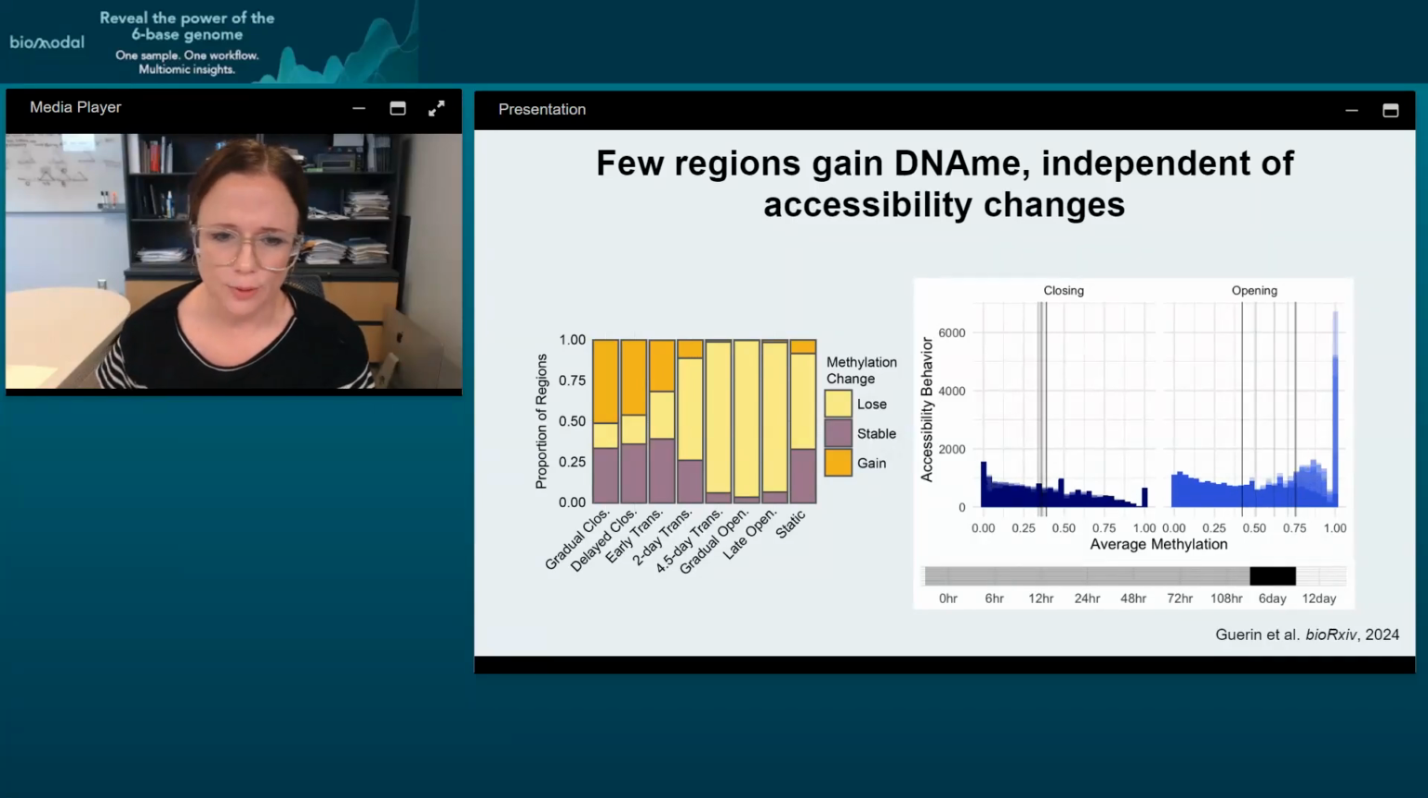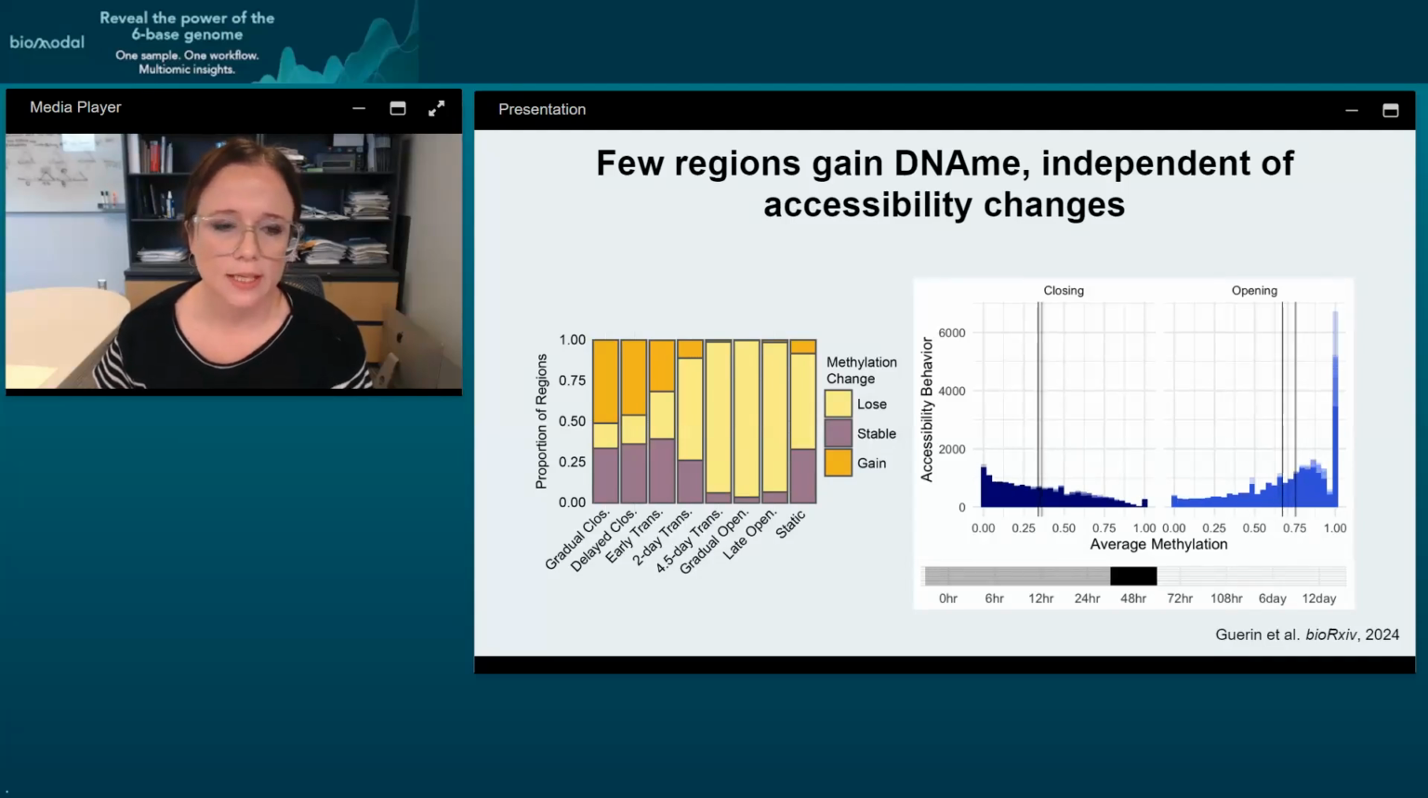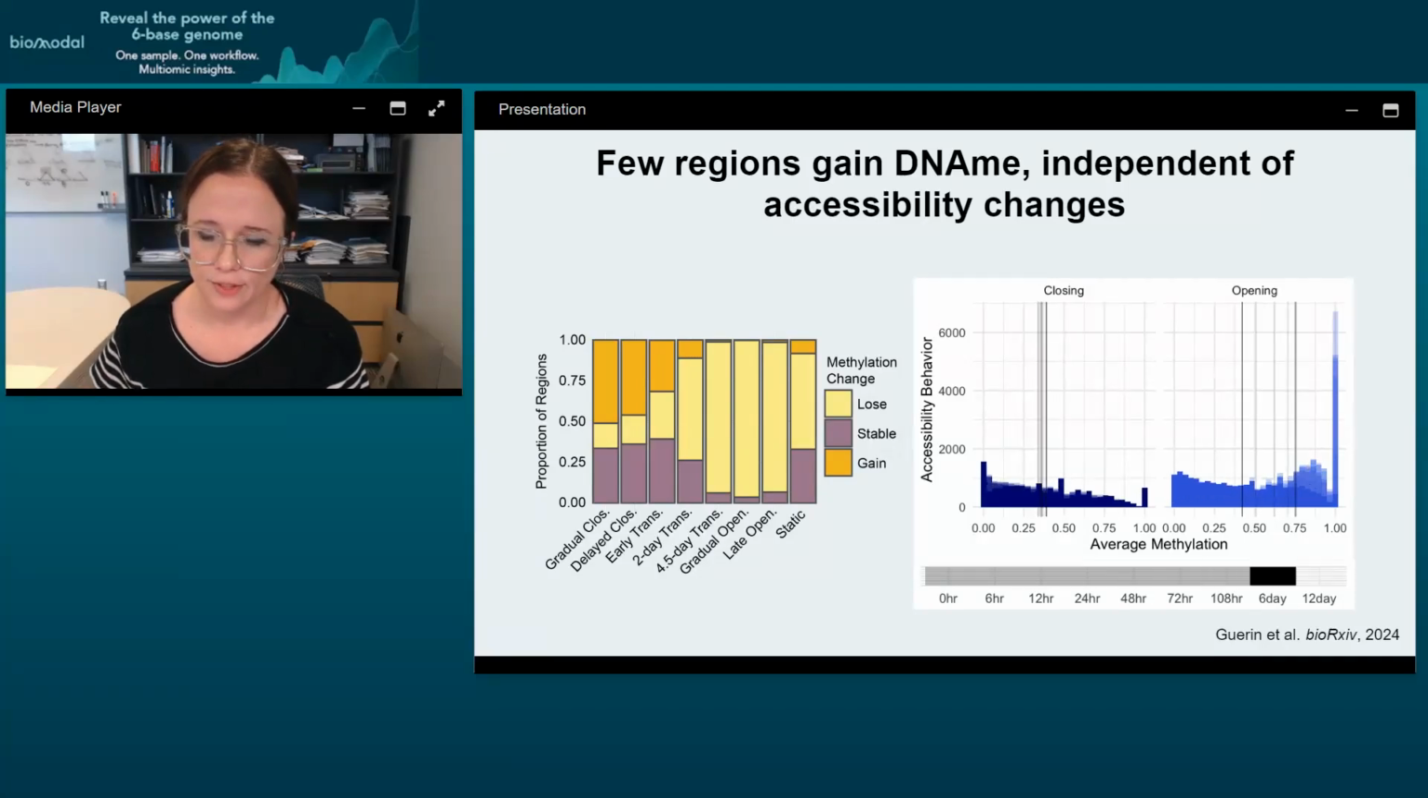And this is showing this in a little bit more global detail. We have these different accessibility behaviors labeled on the x-axis of this proportion plot, and you can see the proportion of these regions that either lose, gain, or have stable methylation. And on the right, you can see how these regions open over the time course, and they lose methylation. But the regions that are closing over the time course really don't gain very much methylation.